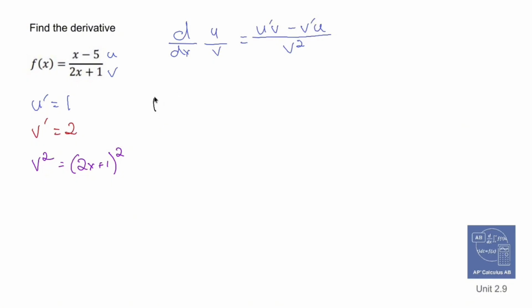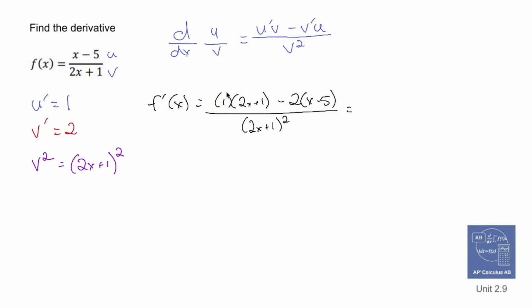So let's set it up. f prime x is going to equal u prime. u prime is 1 times v. v is 2x plus 1 minus v prime, which is 2, times u, which is x minus 5, all over v squared, which I'm keeping as 2x plus 1 squared.